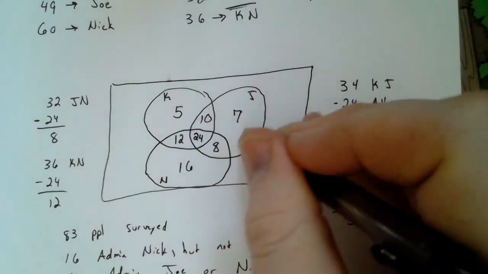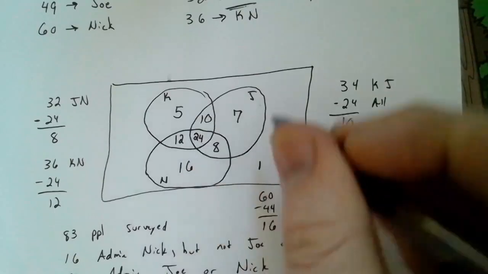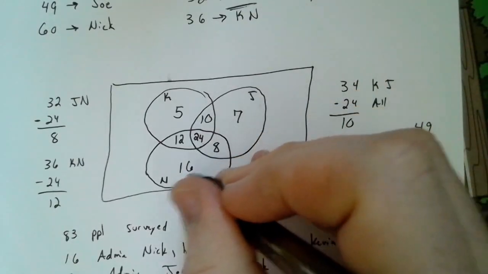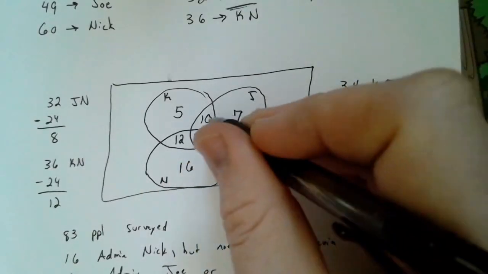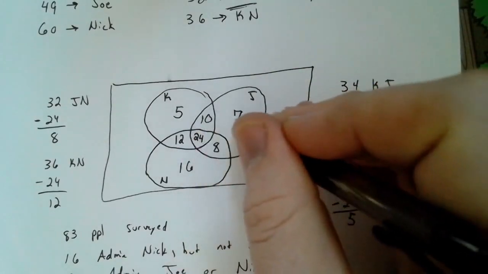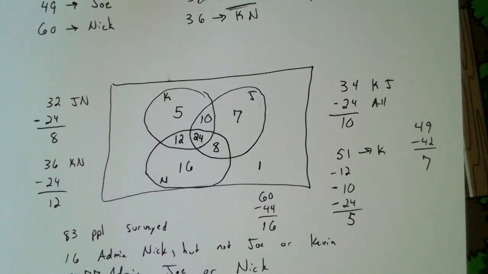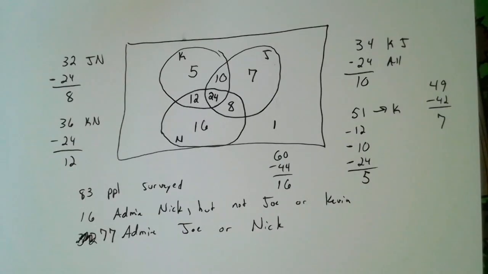What that means, Joe or Nick, is we're talking about the people in this circle and the people that are in this circle. So what we're actually going to do is start again with Nick, who's 60, but then we're going to add this 10 and this 7. So 60 plus 10 is 70, plus 7 is 77. So there's 77 people that would fall into the category of, do you admire Joe or Nick? 77 would have said yes. So 77 admire Joe or Nick.